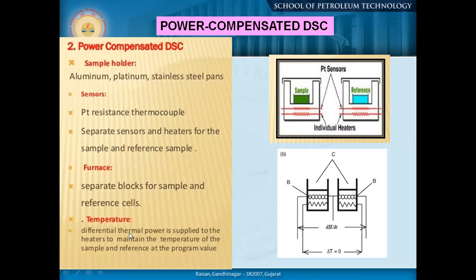Differential thermal power is supplied to the heater to maintain the temperature of the sample and reference at the program value. Program value means the rate at which we want to increase the temperature, and for that we may require different heat input for the sample and the reference. That's why we have two different types. One is power compensated, where we measure through power, whereas the other is the flux DSC. So the two are different.